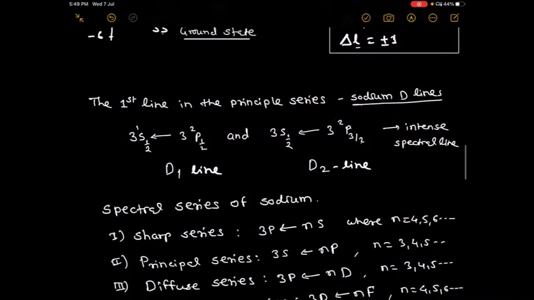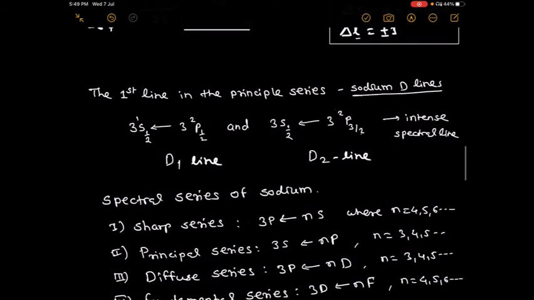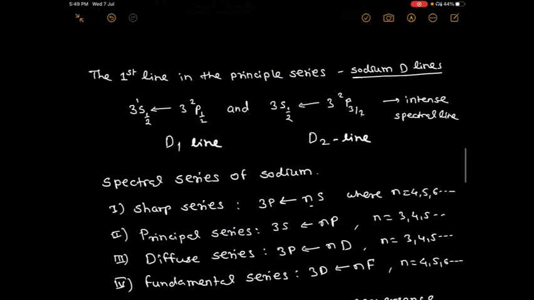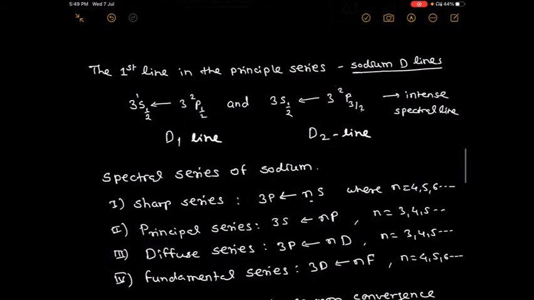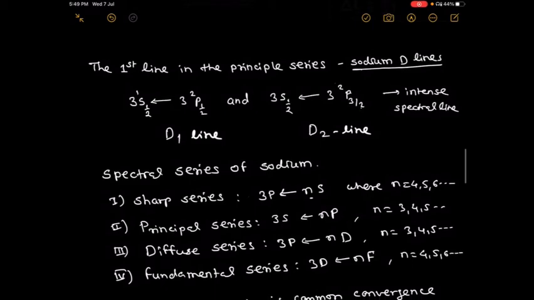Now, then that series we discussed earlier, sharp series, running state is NS, ending on lower limit 3P. The resulting series is sharp series. Similarly, principal series, running states are NP, ending on 3S states, where N goes from 3, 4, 5 and so on. Sharp series N equal to 4 starts from N equal to 4, 5, 6 and so on. Diffuse series, 3P is the lower limit and all running states are ND. Hence, N starts from 3, 4, 5 and so on.